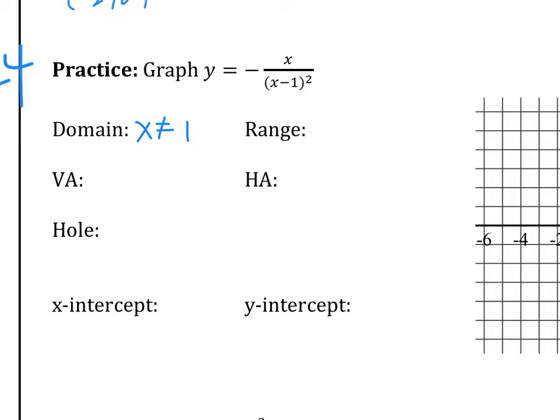The vertical asymptote, since nothing cancels with the numerator, it is the same place. Horizontal asymptote, the top degree is 1, the bottom degree is 2, so this is y equals 0. There's no hole because nothing cancels. X-intercept is when the numerator is 0 of a reduced function. Because nothing cancels, so this is going to be 0, 0. Y-intercept is when x is 0, that's also going to be 0, 0.